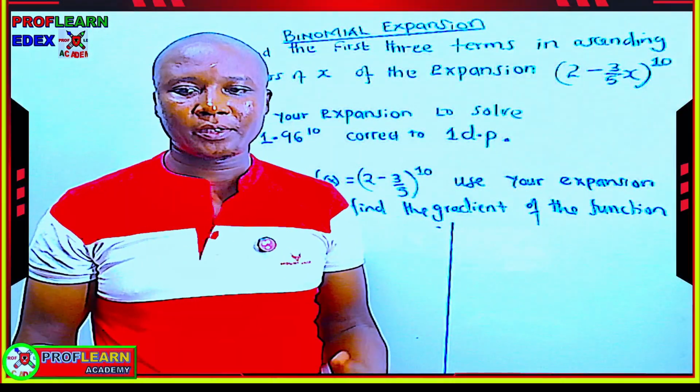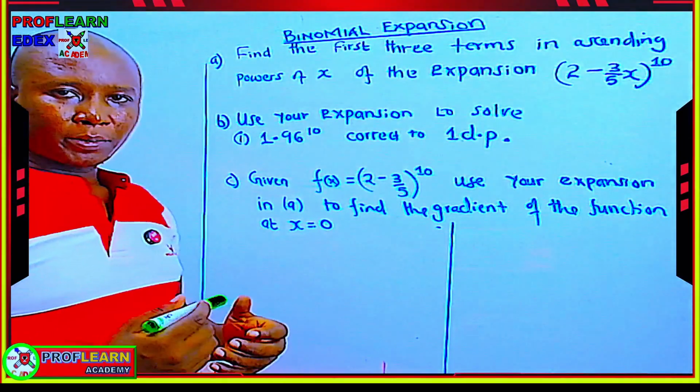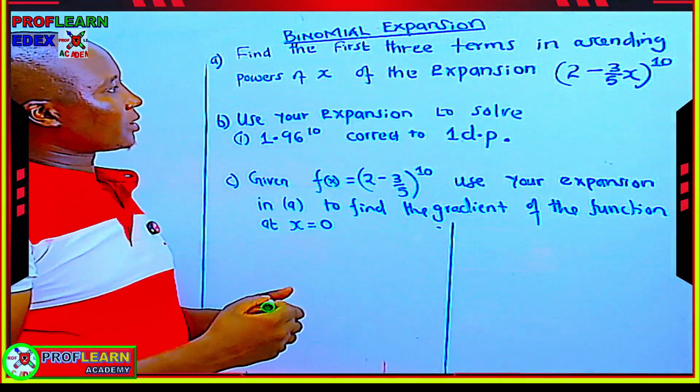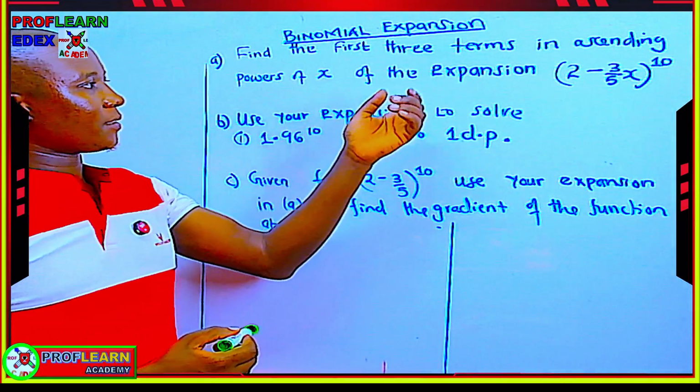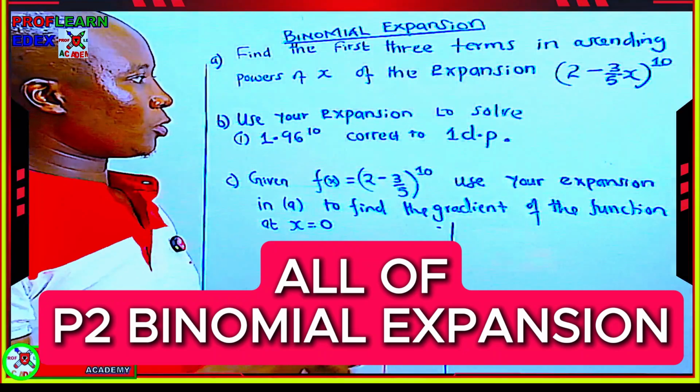Welcome to another tutorial. In this particular video, we're going to discuss binomial expansion, especially for P2. Here we are told to find the first three terms in ascending powers of x in the expansion of (2 minus 3 over 5x) raised to power 10.